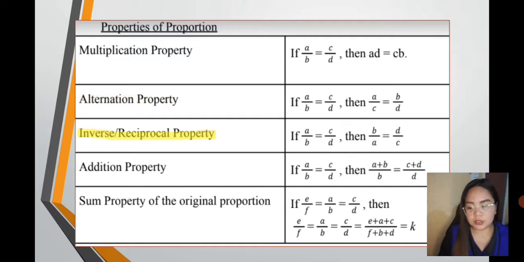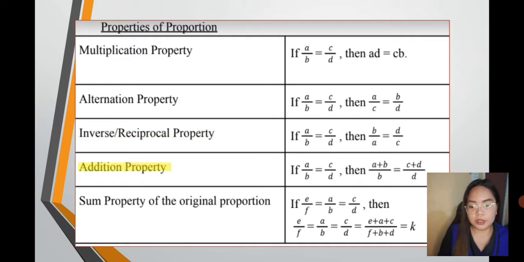Sa inverse or reciprocal property naman, if A over B is equal to C over D, then B over A is equal to D over C. So, paano nangyari yun? Pinagpalit lang natin ang denominator and numerator ng ating ratio.